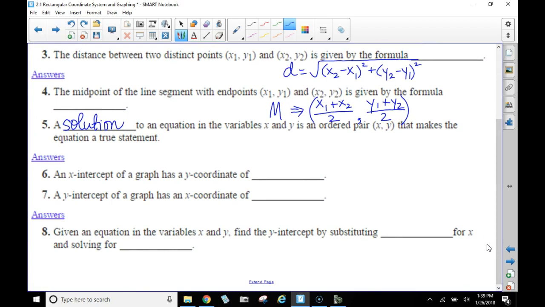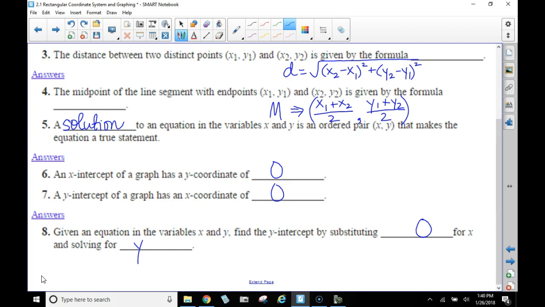An x-intercept of a graph has a y-coordinate of 0. A y-intercept of a graph has an x-coordinate of 0. Number 8, given an equation in the variables x and y, find the y-intercept by substituting 0 in for x and solving for the y.